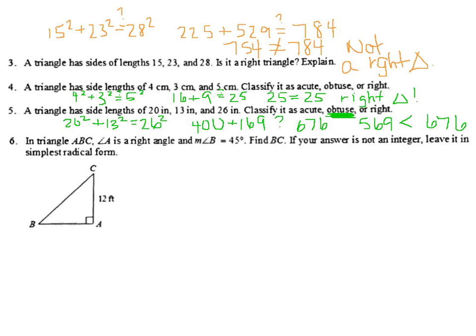So number 5 is an obtuse triangle because my hypotenuse is greater than the sum of my other two legs. And then lastly, we have number 6 on this slide.